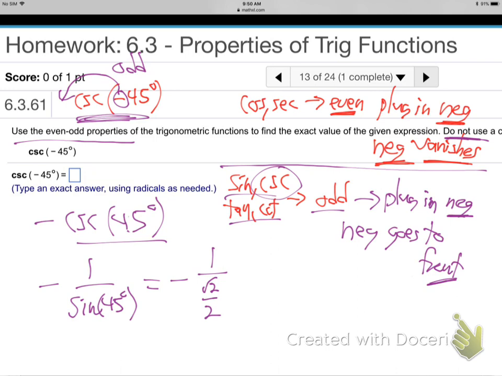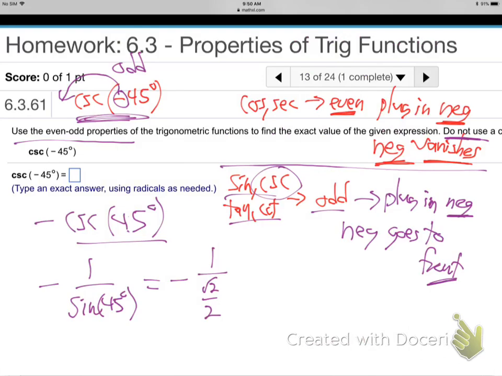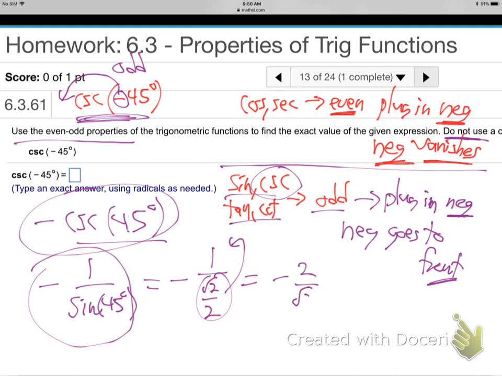How are we doing? Am I losing you? So I went to the unit circle for 45 degrees. Here's the cosine, here's the sine. Grab the sine, root 2 over 2. Said, okay, negative came to the front. Cosecant 45 is 1 over sine 45. So now grab that fraction on the bottom, flip it up. Negative 2 over root 2 when it flips up.